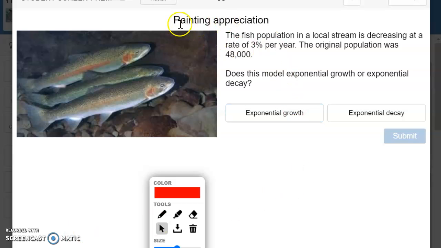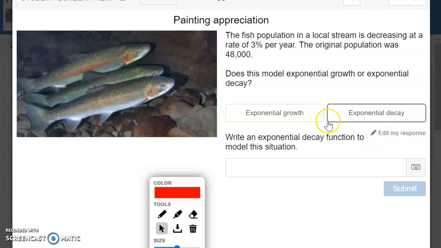I forgot to change this. This is supposed to be fish population. The fish population in a local stream is decreasing at a rate of 3% per year. The original population was 48,000. Does this model exponential growth or exponential decay? So are the numbers growing or decreasing? It is decreasing, so it is going to be decay. And if that is the case, write the exponential decay function to model this situation.